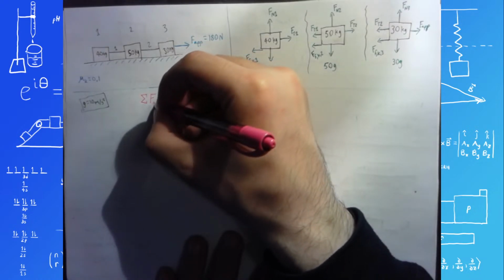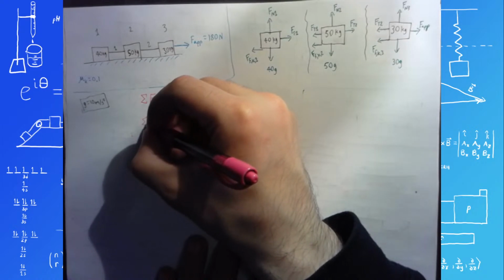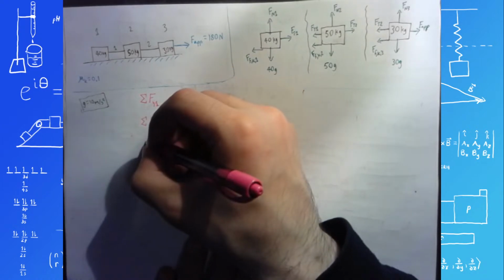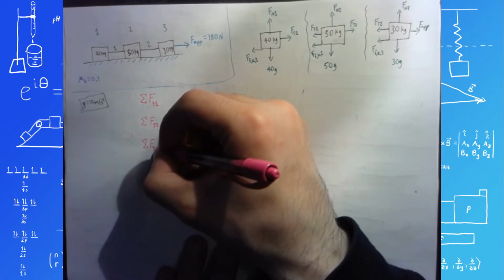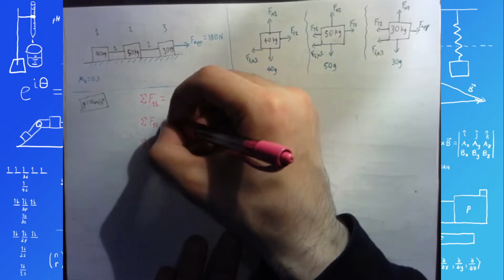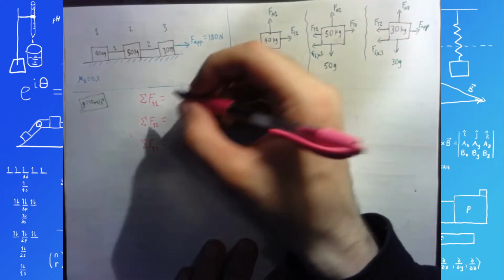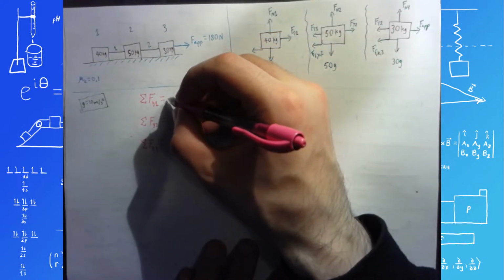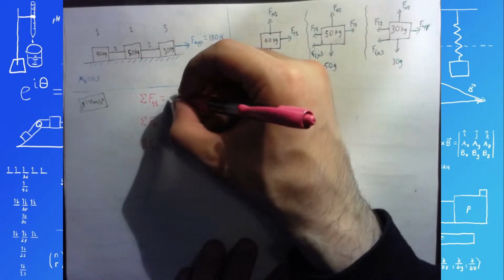So net force y1, net force y2, and net force y3 are all going to be rather simple. There are only 2 vertical forces for each block in this problem, so nothing too complicated. And we also know what the vertical acceleration is. It's going to be 0 because we have no reason to believe that these blocks accelerate up or down.